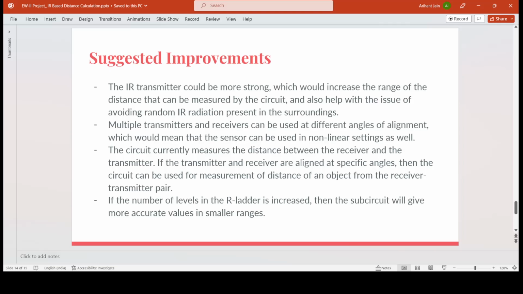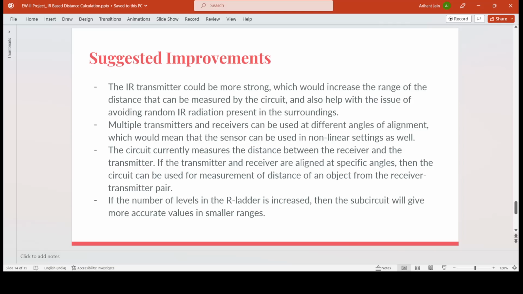Also, we can use multiple transmitters and receivers at different angles to measure distances without the IR transmitter and receiver being in a straight line, which is a requirement for our circuit to work.